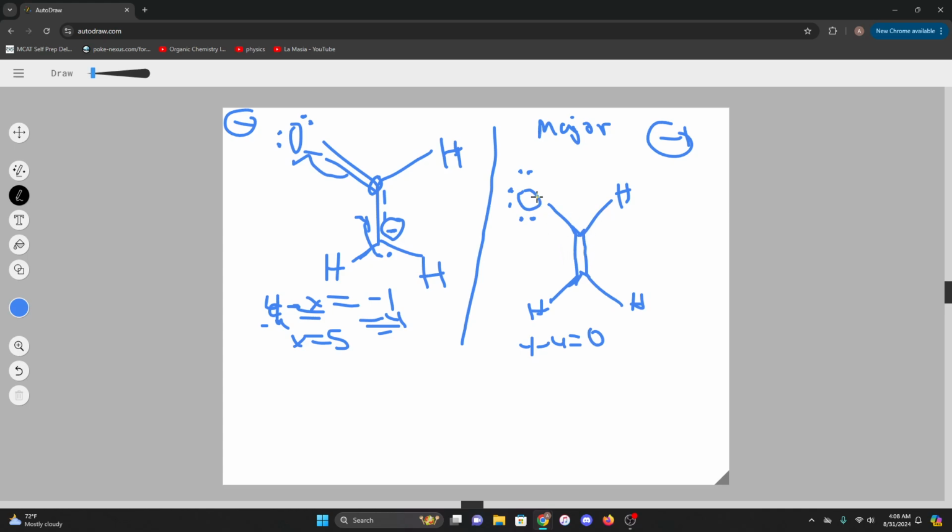So let me check out the oxygen. Well, the oxygen needs to have 6 valence electrons, right? It's got one line, and it's also got 2, 4, 6 electrons in the lone pairs. So how much have we got? We got a -1 formal charge. So now the negative formal charge is going to go to this oxygen.